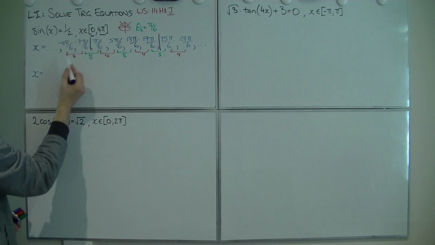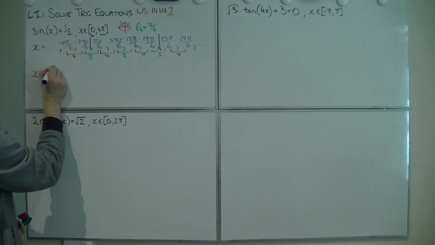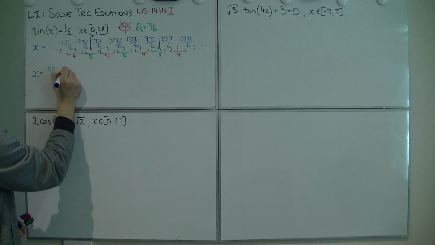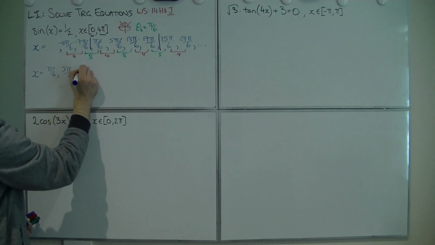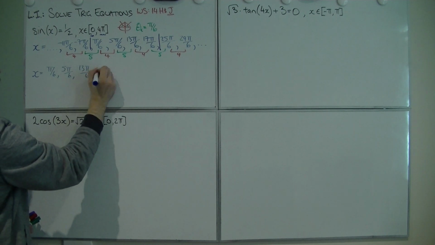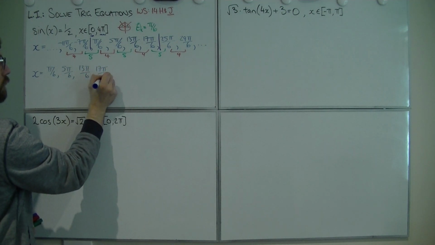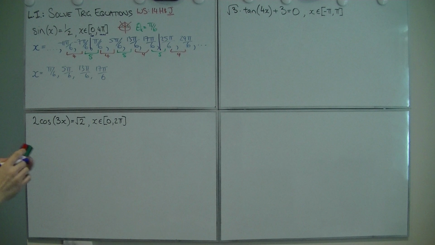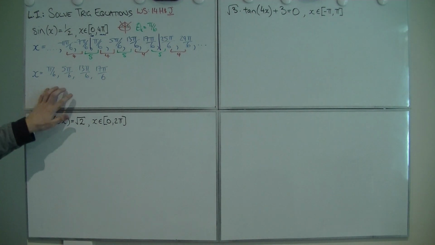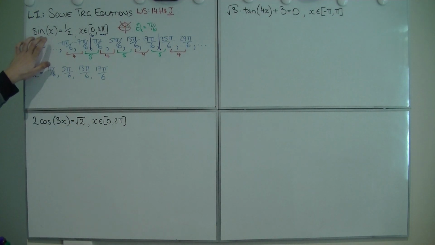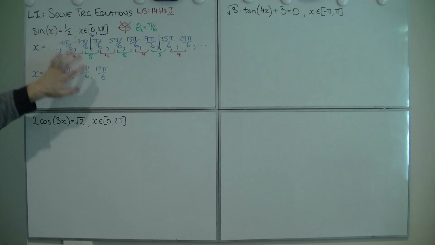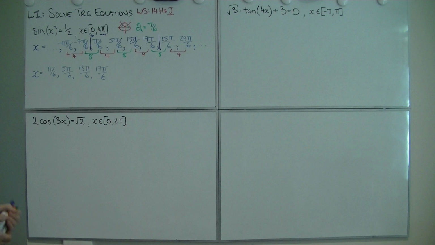Okay, great. Well, for this question with this restriction, that means that these guys are our solutions. Pi on 6, 5 pi on 6, 13 pi on 6, 17 pi on 6. And that's it. Cool. If you wanted to check, you could type them into a calculator, so you could go sine of pi on 6, should get a half, sine of 5 pi on 6, should get a half, and so on, so on, so on. And they should all work nicely. If at any point it doesn't spit out a half, you know you stuffed up.